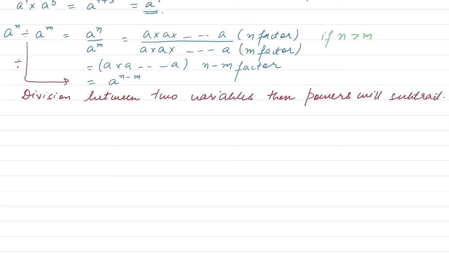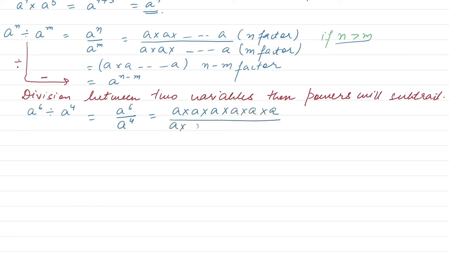So if there is a question, a to the power 6 divided by a to the power 4, this can be written as a to the power 6 divided by a to the power 4, which is equal to a to the power, we can write or expand this as well, a times a, 6 times you need to write a, divided by 4 times you need to write a, and you can easily cut the numerator with the denominator, so left over at the top is 2 times a, which can be written as a square or a to the power 2.